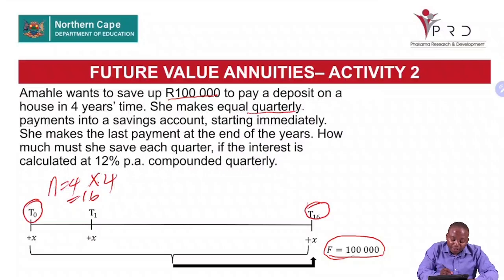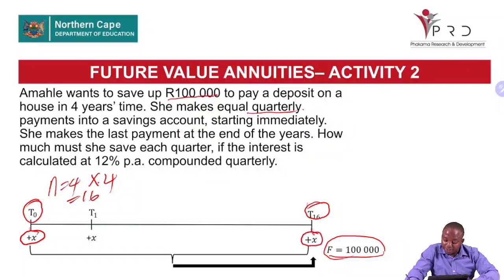And they're saying starting immediately. So the first deposit is made at T0, and the last payment is made at the end of 4 years. How much must she save each quarter if the interest rate is calculated?